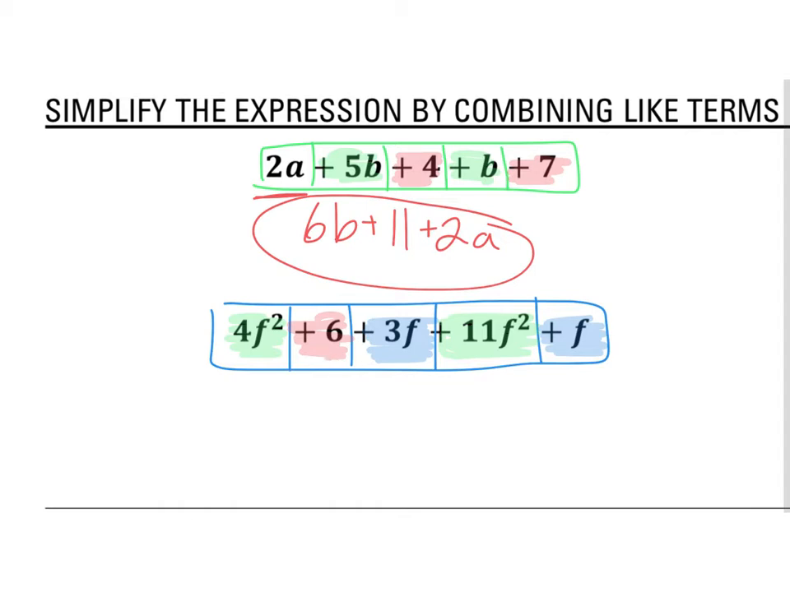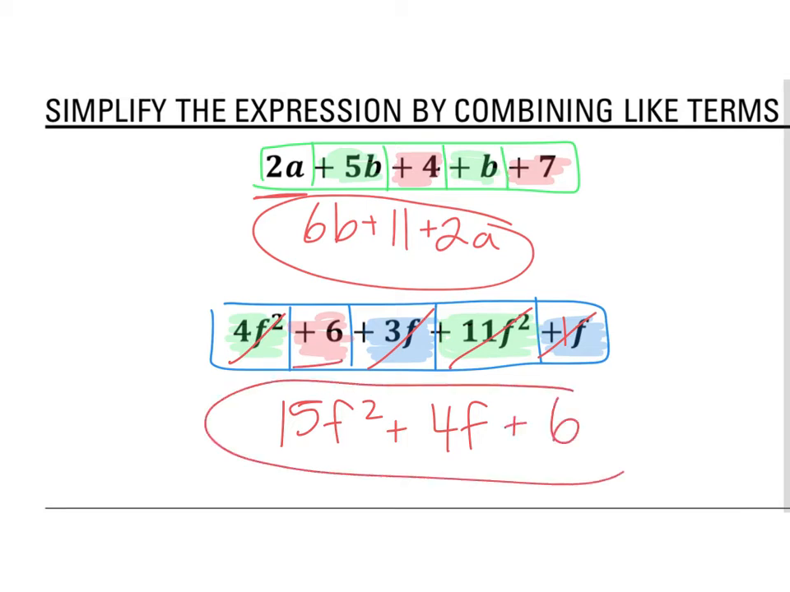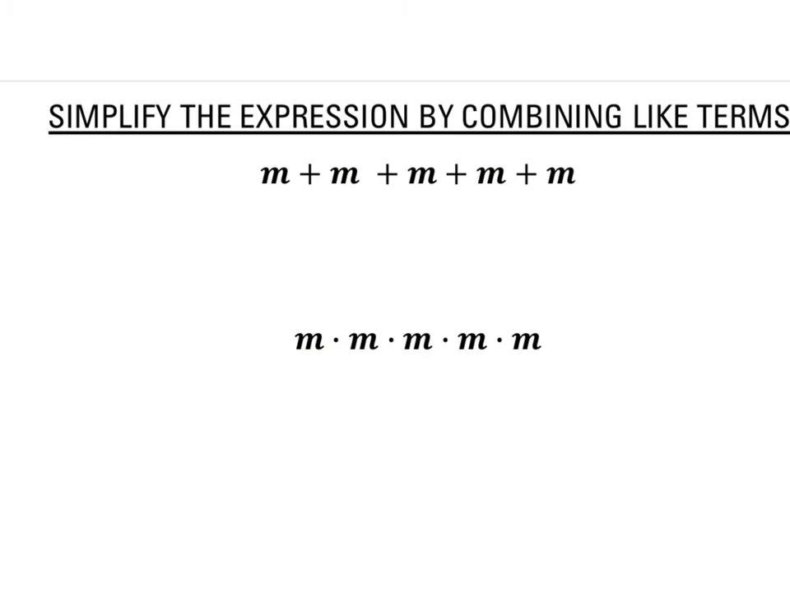So now when we combine like terms, 11f squared plus 4f squared would give me 15f squared. So that's those guys. And then 3f plus 1f would give us plus 4f. And then all I have left is my plus 6, which I will just rewrite. So that is simplified. Now on this one, we're still simplifying the expression.